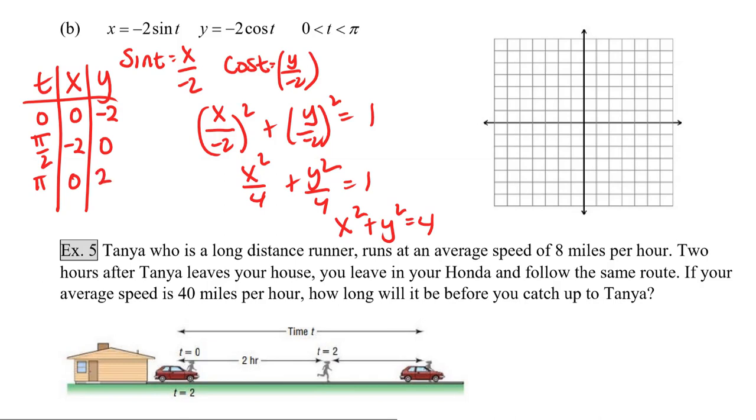So I'm going to plot the point 0, -2, -2, 0, 0, 2, and this time I am getting half of a circle that I am drawing in a clockwise order. So hopefully you see that in some ways parametric equations are richer than rectangular equations because they give us a little more information about how the curve is being drawn.